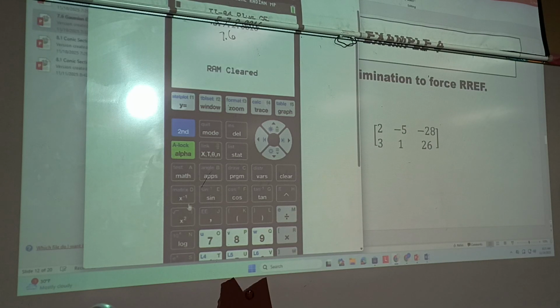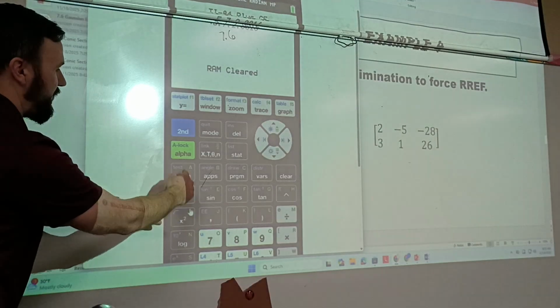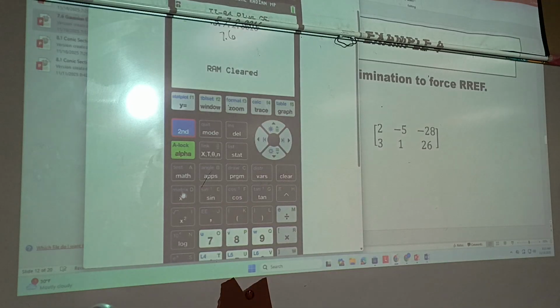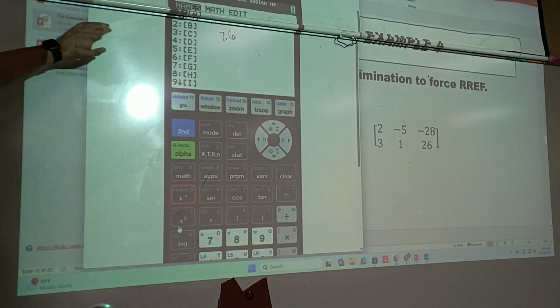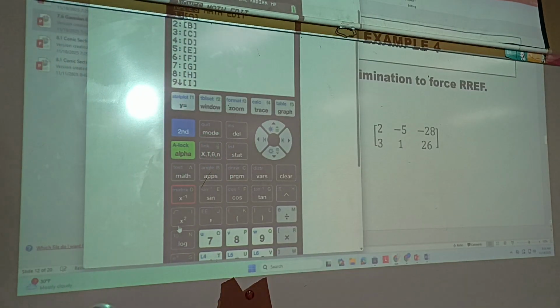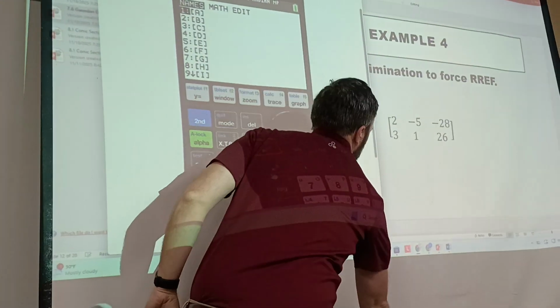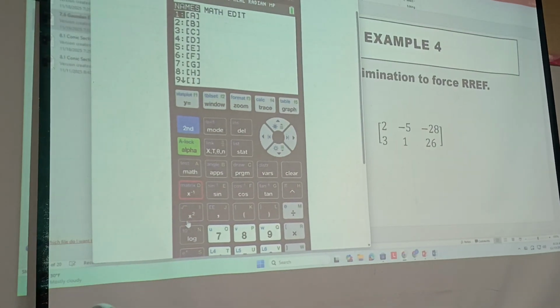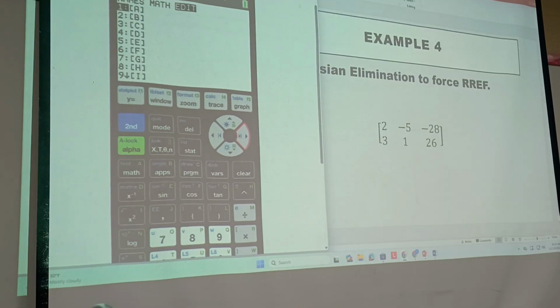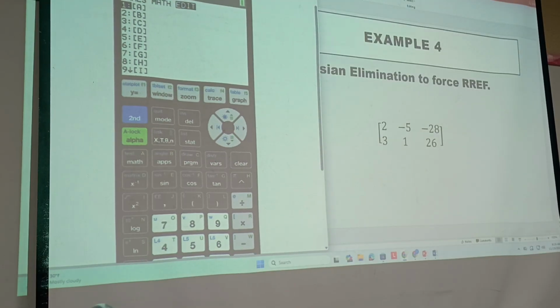All right. We are going to step into matrices. This button right here below math, you have to hit second matrix. Second matrix. And here's matrices. All right. I can do this for the people on the video. So what we're going to do is edit the matrix. We're going to go right to edit. I've got to zoom out a little bit. Can you guys still see that?